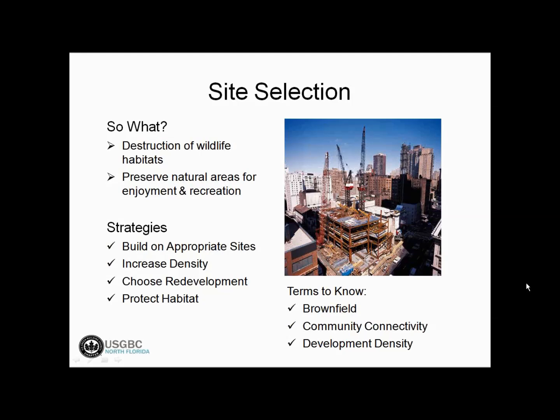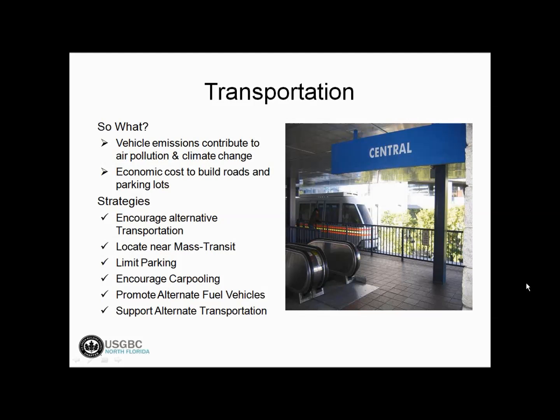And community connectivity and development density, that gets back to building a building where there's already infrastructure. We want to build in livable, walkable communities where you can live and work and go to your basic services, get groceries, and go to the movies, and get a haircut, and go to the hardware store, all within a walkable distance. We all get in our cars way more than we need to. We don't have enough walkable communities, certainly here in Jacksonville, like other places do. So those are some of the strategies for site selection.